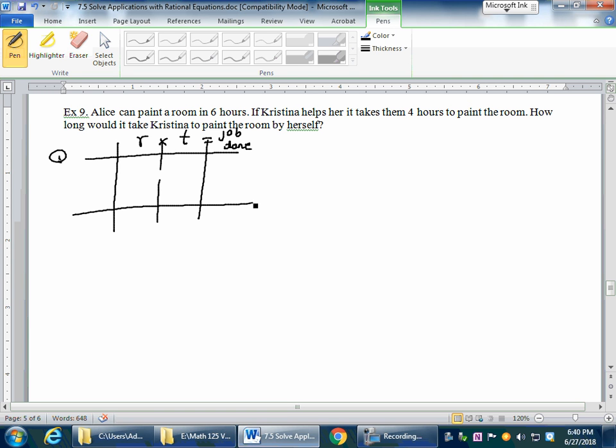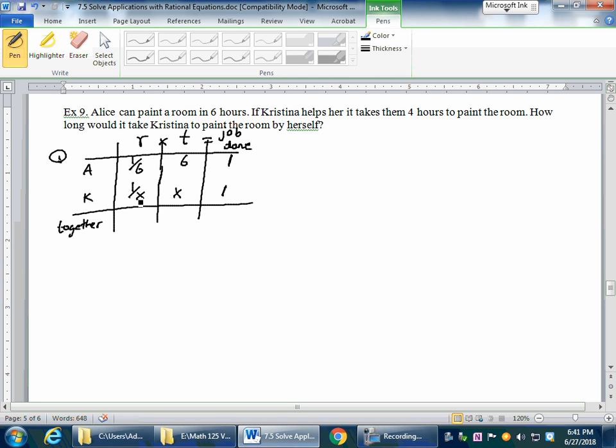You have to write down the formula. Then we know that we're going to have individual cases: one is Alex, the other is Christina, and the last one will be the together case. We are trying to finish one job, which is painting the room. Alex will paint the room by herself in 6 hours, so the rate will become 1/6, the job divided by the time. Christina will be painting the room also, but we're not given the time it took her to paint by herself, so the time in this case will be x. Therefore, the rate will be 1 over x.